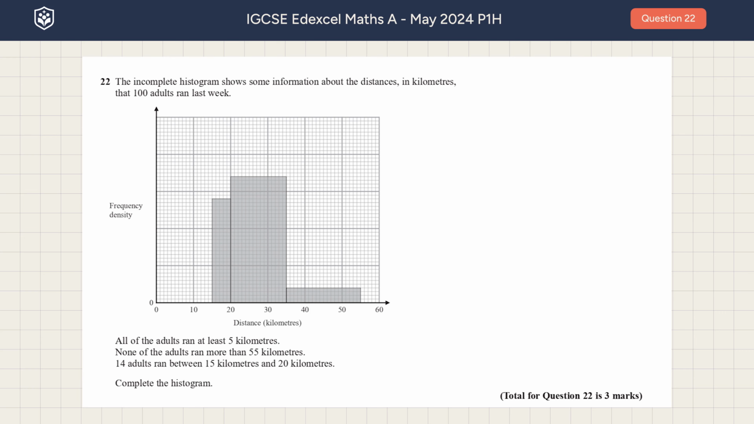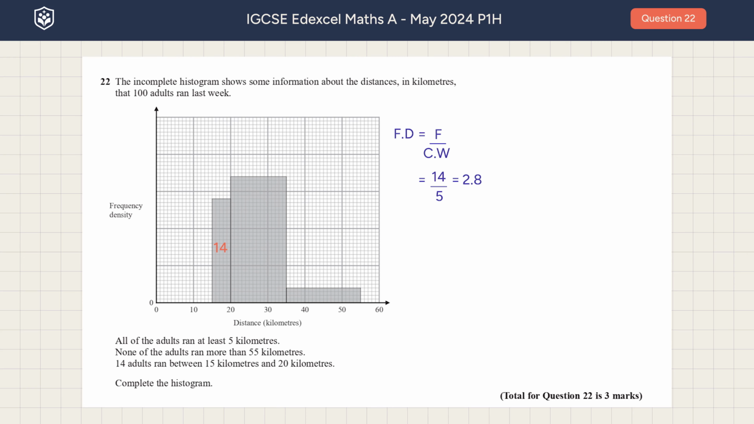14 adults ran between 15 and 20 kilometers. So over here in the first bar, there are 14. Using this value, we can find the frequency density value and then use that to create a scale for the y-axis and figure out the frequency density values for the other bars. Frequency density has the formula of frequency over class width. For 15 to 20 kilometers, the frequency is 14, and the class width is 5, so we can write 14 over 5, which gives us 2.8.